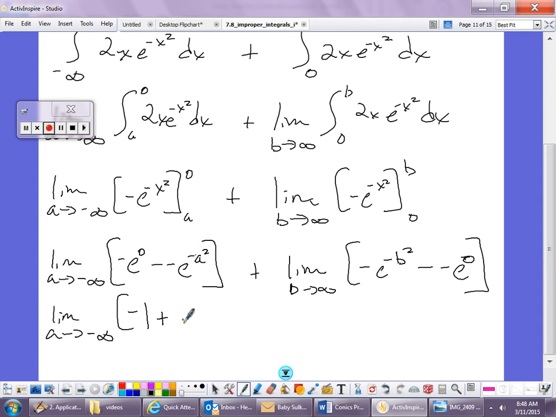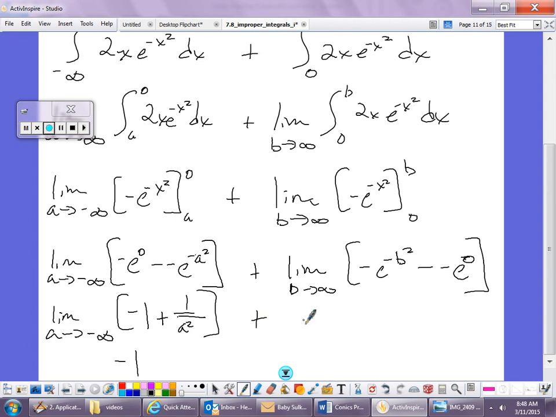Well, a is going towards negative infinity. If I square that number, it's going to be positive, right? A negative times a negative is a positive. So I end up with a negative, because it's negative a squared. So I end up with plus e to the negative infinity, or negative some increasingly large number, which is the same as 1 over e to some infinite power. Think of it this way: this is going to go to 0. So this whole thing is just going to end up being negative 1.